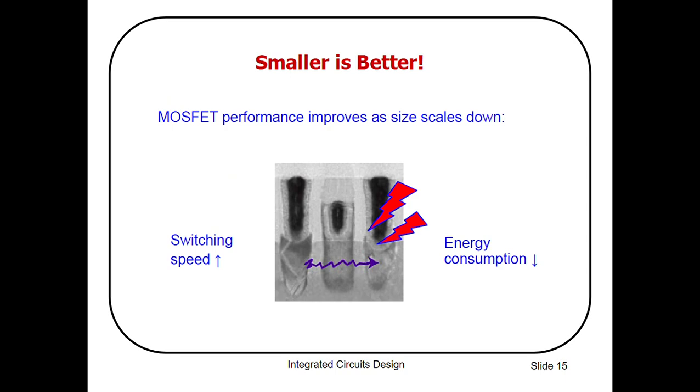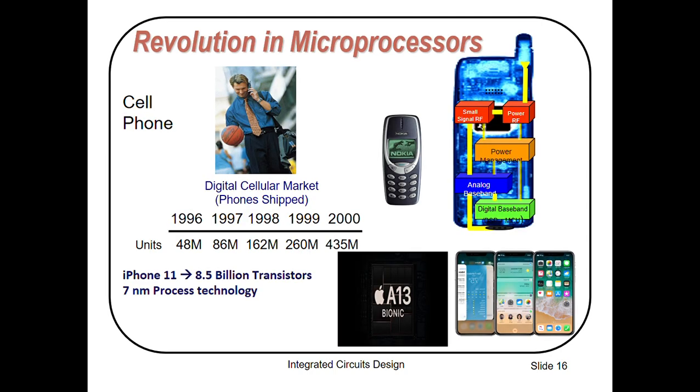Smaller is better. MOSFET performance improves as the size scales down. Switching speeds are increasing and energy consumption is continually decreasing. This happened because of scaling. We are continually scaling down our transistors to develop more modern integrated circuits.